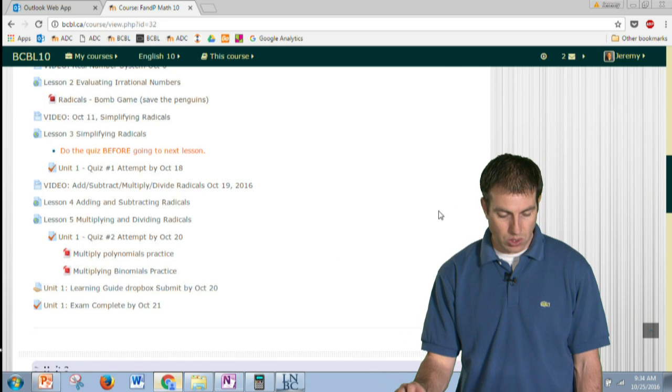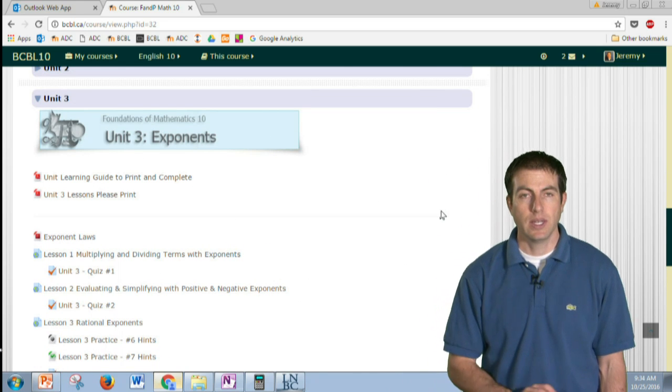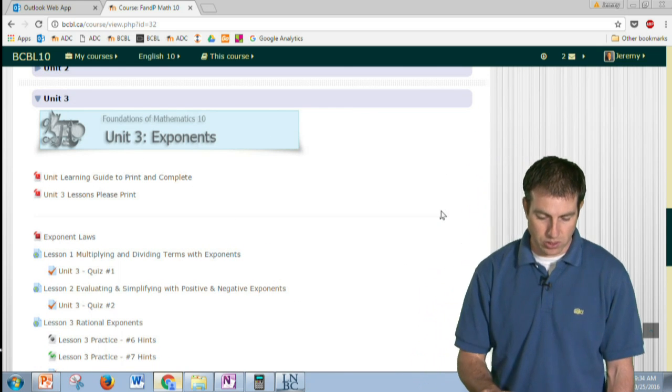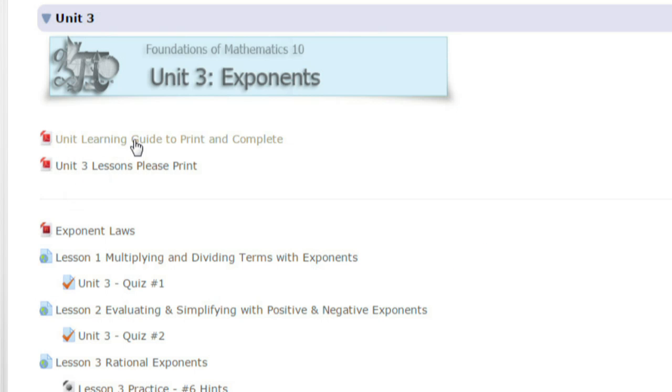So there you go. We're going to slide down here to Unit 3. It's on exponents, and we actually start with some stuff that you covered in grade 9, so that's good. Both these things you're going to have to print. Your learning guide is what you're going to submit. Your lessons are the ones you're going to go through with me, and you should print those off.